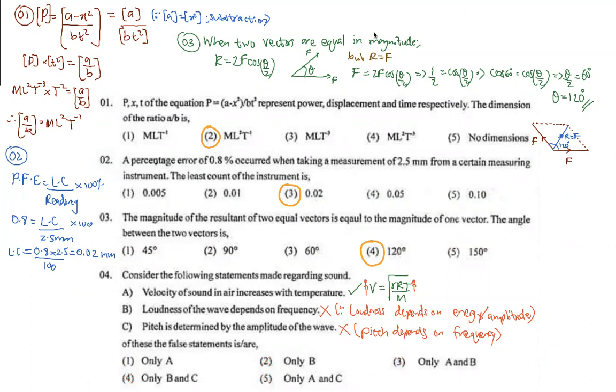So B and C are false. I think I should have underlined it. Yeah, false statements B and C are false. Therefore, fourth answer. So 2, 3, 4, 4. These are relatively okay. These questions are not very difficult.